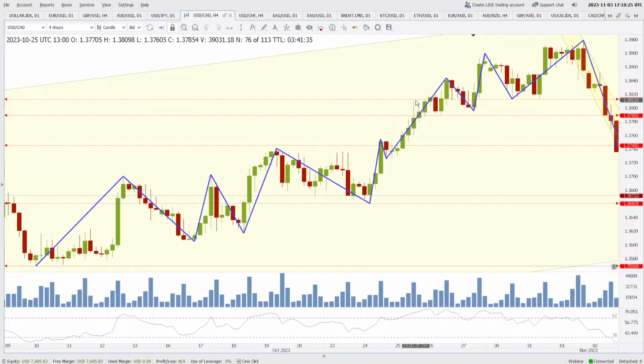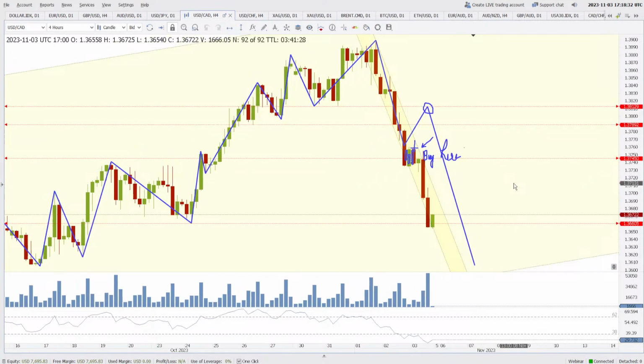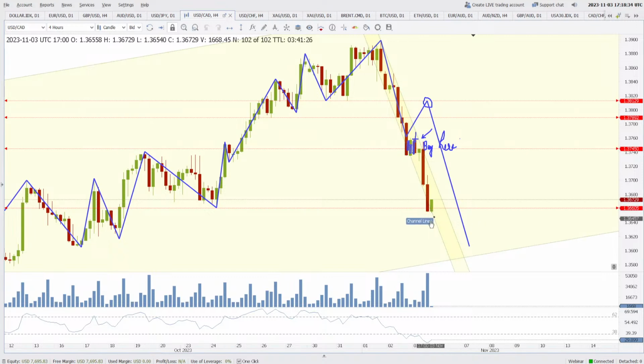USD/CAD, one of my friends was going to buy this market yesterday, and I told him don't buy this. Remember? And this is exactly what I was mentioning, that 1.3660 cannot be there.